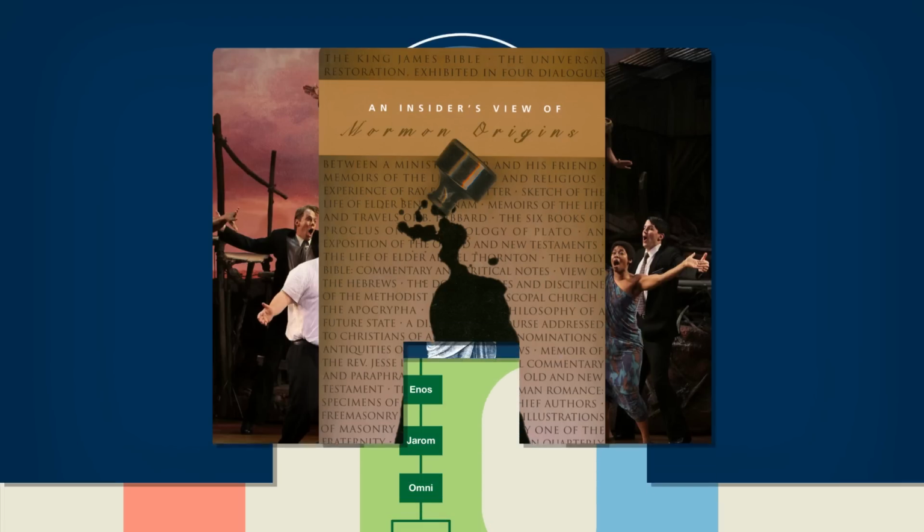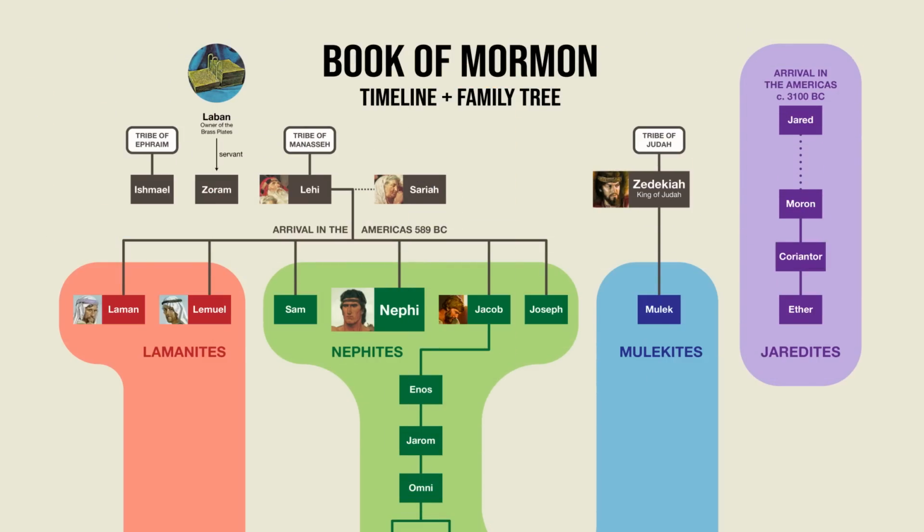Okay, so that was a look at the Book of Mormon, a brief summary of its family tree, and some possible sources for its origin.